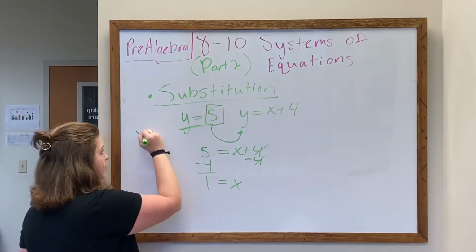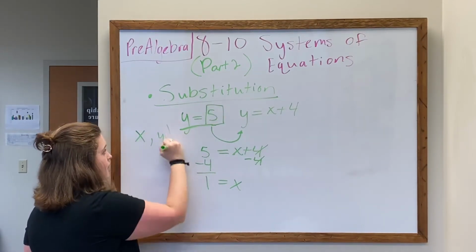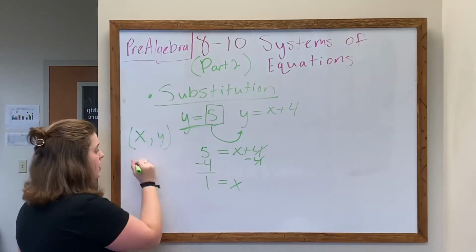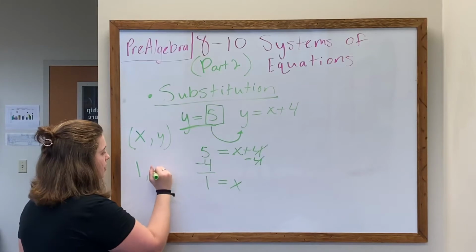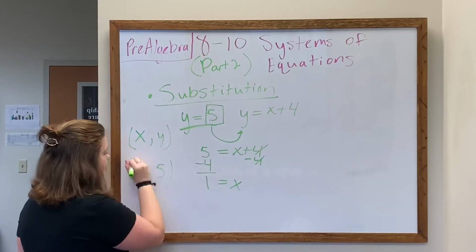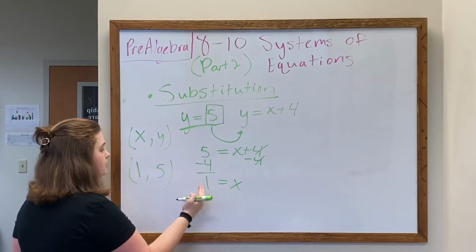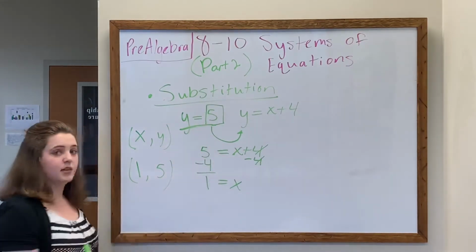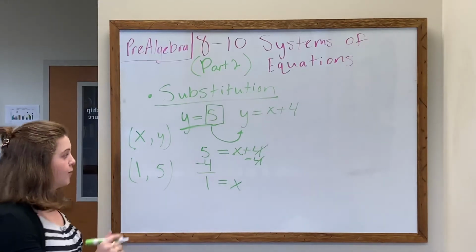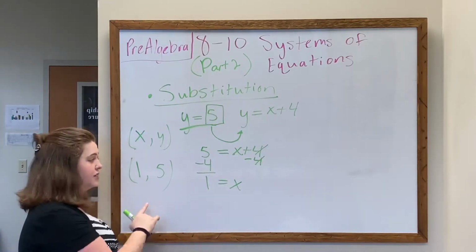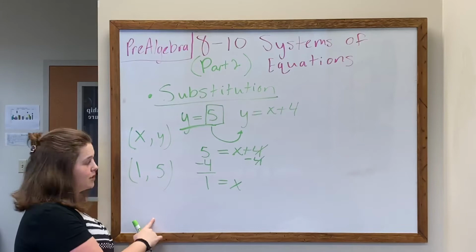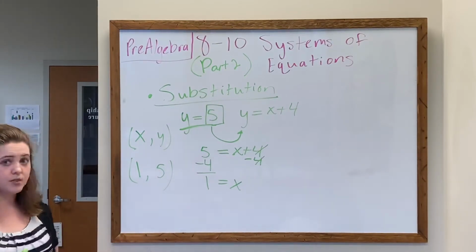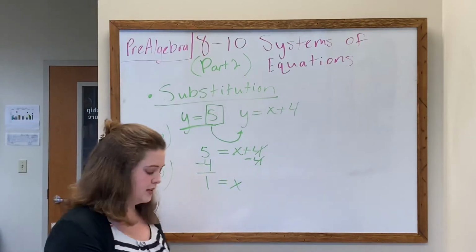So when I put it in my ordered pair, you remember ordered pairs are always x comma y. So I'm going to put my ordered pair as 1 comma 5, because I'm saying when x is 1, y is 5. When y is 5, x is 1. Seems pretty simple. If I want to check to see if I did this right, if this is actually the right place that our two graphs intersect, I can still graph them to make sure that's the correct point.